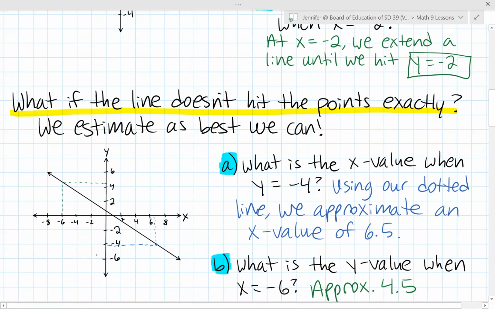For b, we want to find what is the y value when x equals -6. So here's x equals -6, draw the dotted line until we hit the linear relation, and then extend that line across until you hit the y-axis. And then we can approximate that would be about 4.5.